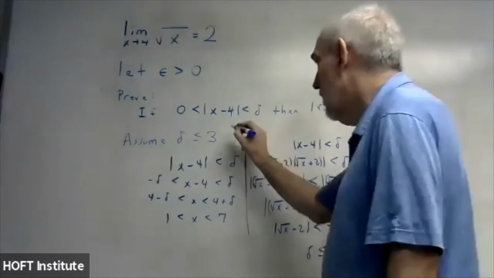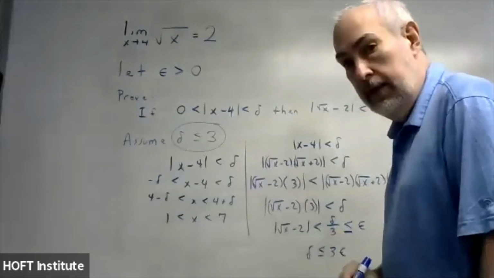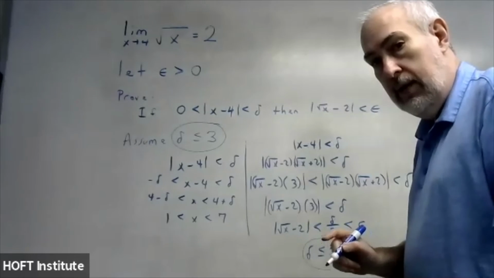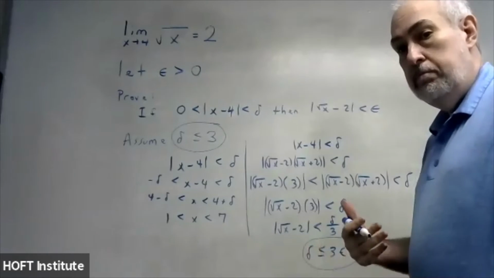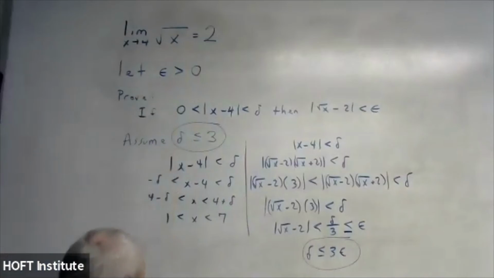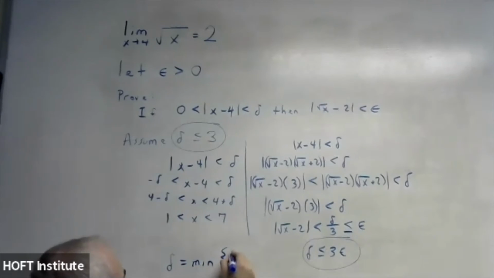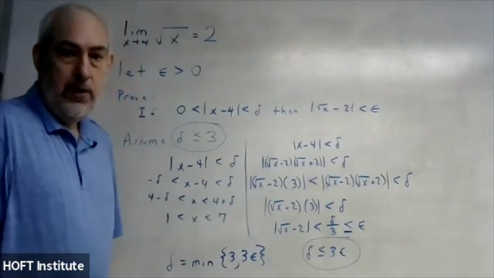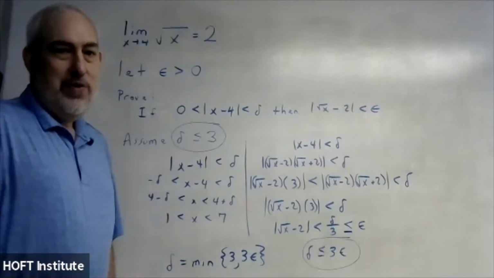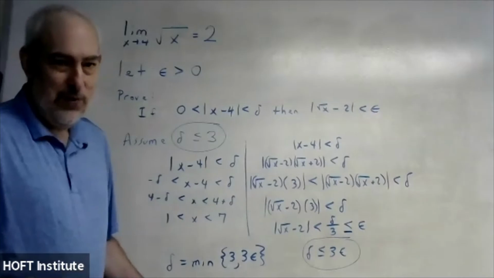But remember earlier, we wanted delta to be less than 3. Now we have a second condition that we want to be true: for delta to be less than 3 times epsilon. We just want both of those to be true at the same time. So if we want delta to be less than 2 different things, then we want it to be less than the minimum. If we set delta equal to the minimum of 3 and 3 times epsilon, that will make both of these things true, and that will complete the proof.